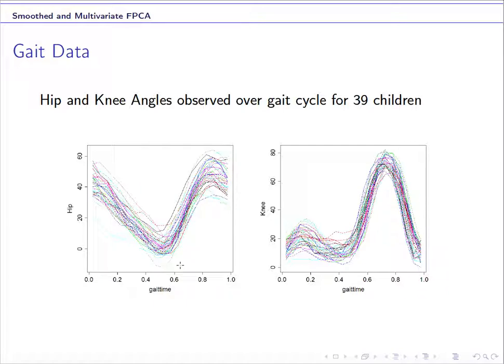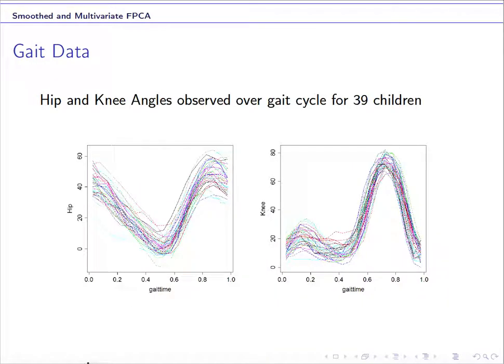This is a periodic process. This comes from a kinesiology lab. They did this measurement to study the walking process. It shows the angles of the hip and the knees. I don't remember how they define these angles. Basically, they measured the change of the angles of the hip, and also the angles of the knee, over these gait cycles. The domain here is from 0 to 1, basically the proportion of the walking cycle.